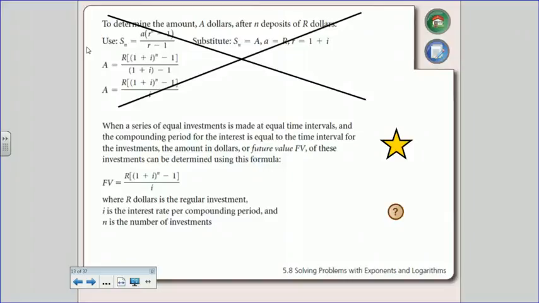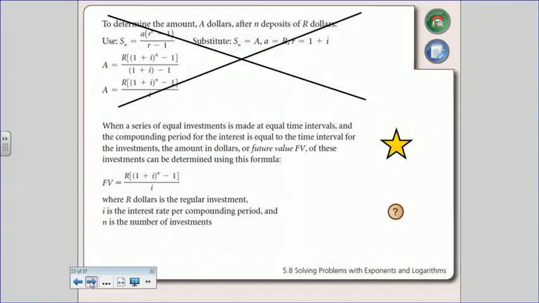Okay, so here's the formula. Future value equals R, your regular investment, what you have invested. I is the interest rate for the compounding period. And N is the total number of investments. Okay, so that will be given to you not on your formula page, but with the question if there is one. Okay, so let's do one of these.